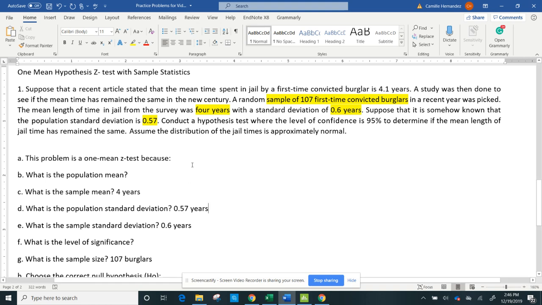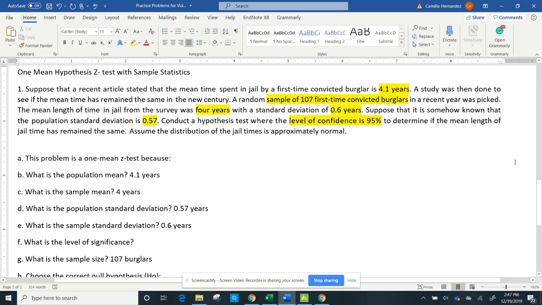So the one thing that I am missing then is it says the mean time spent in jail is 4.1 years. Okay, I've dissected what my sample was. So again, my sample mean was 4 years. My sample size was 107, and my sample standard deviation was 0.6. So that means this last one that it stated that the mean time spent in jail was 4.1 years. So that is my population mean. Okay. And then the other thing that I need is it gives me a confidence level of 95%. So I can add that.